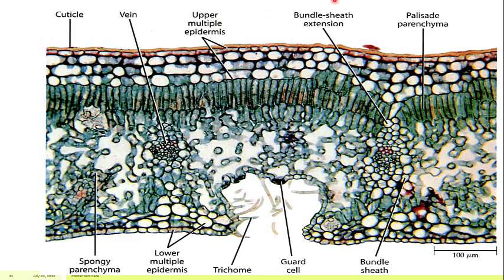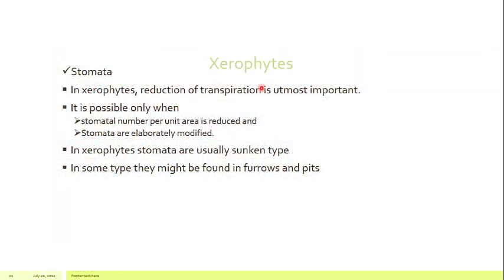Here you can see the bundle sheath extension. These are the mesophyll cells, which are responsible for carrying out photosynthesis. Palisade parenchyma, they are compact, they are arranged accordingly. The bundle sheath cells are present here. So these are all modifications made to reduce the water loss.